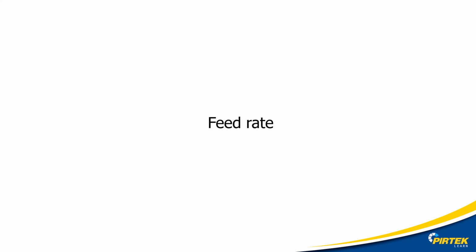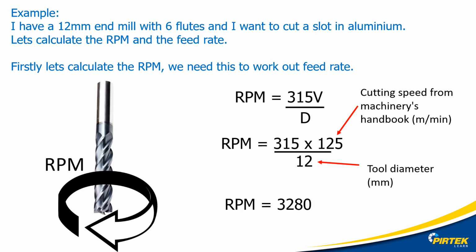We've calculated how fast to rotate the tool. Now we will calculate how fast to introduce the tool into the material. This is commonly referred to as the feed rate. We first need to calculate the RPM. In this example, it's 3,280 revolutions per minute.